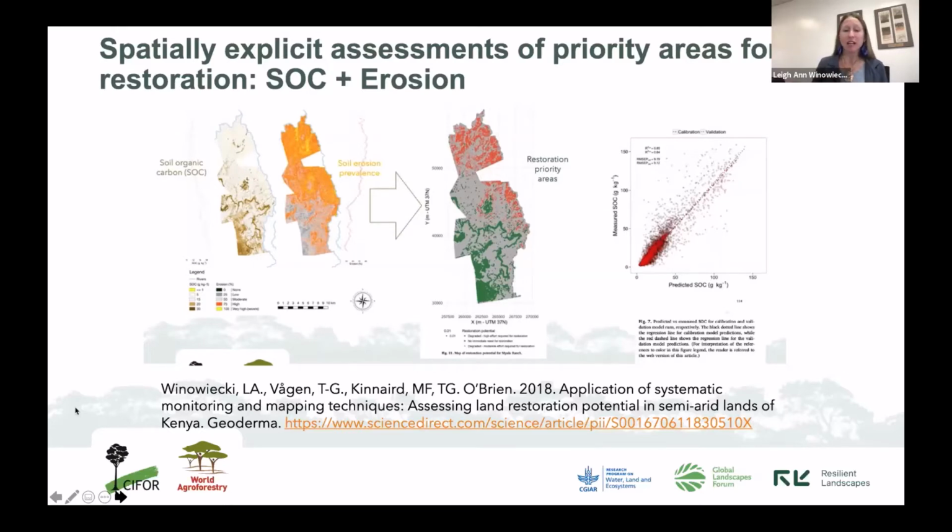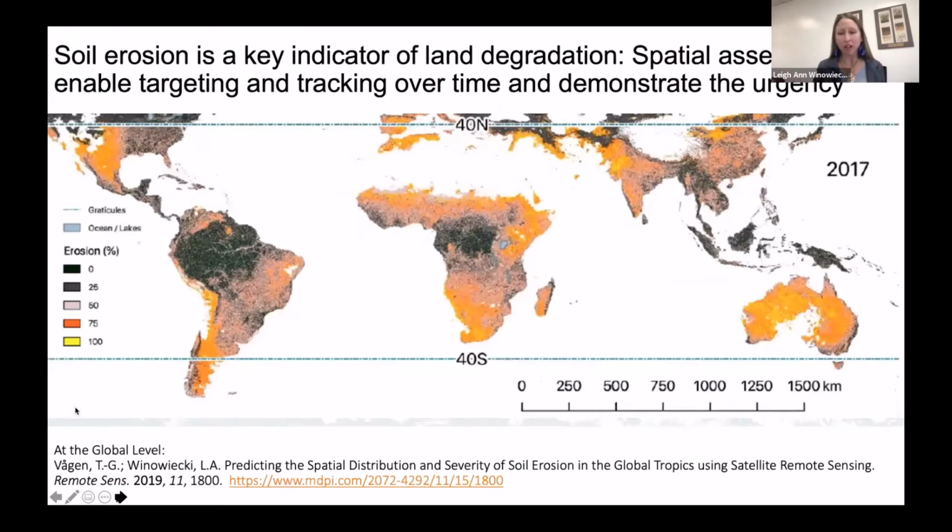I'm just giving an example here from Impala Research Station in Laikipia, Kenya, where we've combined soil organic carbon maps. You can see brown is high carbon, with soil erosion prevalence maps, bright yellow is hot spots, into a restoration priority area based on biophysical variables, where efforts of restoration could have the best benefits biophysically. So this can be used at the project level, but also at the global level. This has really been missing robust and accurate maps, for example, of land degradation. This is very important for understanding the vulnerability to climate change, as well as crop models, as Joe highlighted.